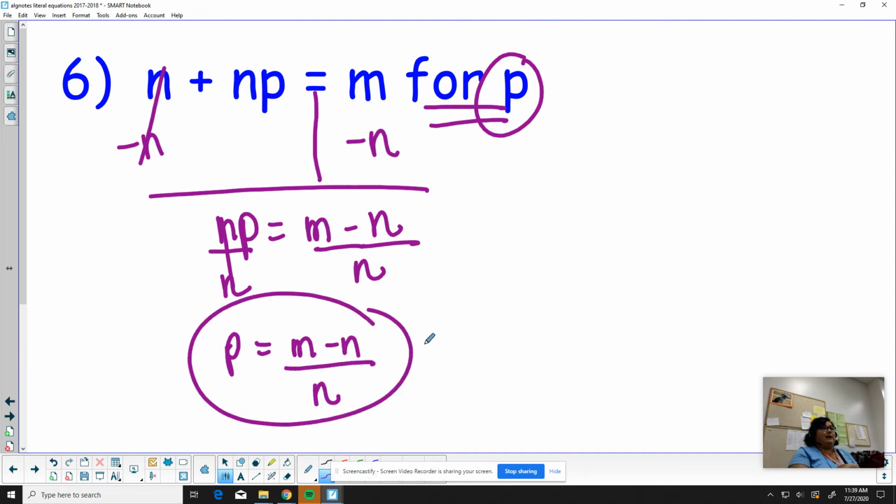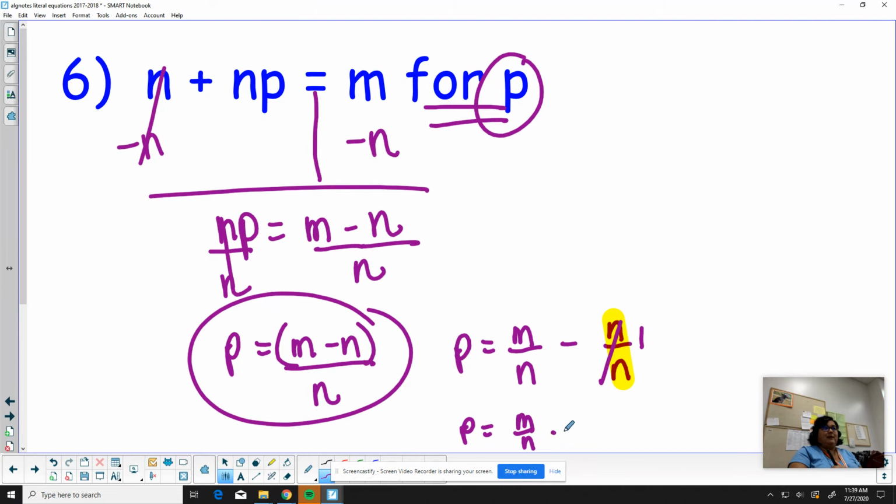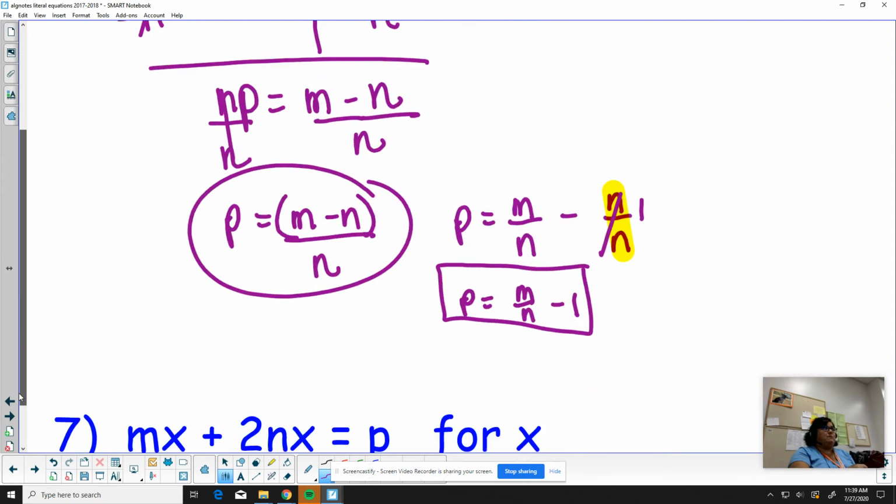Now, I could leave it like this. That's a perfectly acceptable answer. The other thing I could do would be to divide it up, if I wanted to, as m over n minus n over n, which this one will cancel because anything over itself is 1. So we could change this if we wanted to: p equals m over n minus 1. This is also a correct answer. This is easier to do. You just leave it like that and it's perfectly acceptable. That's what I would do.